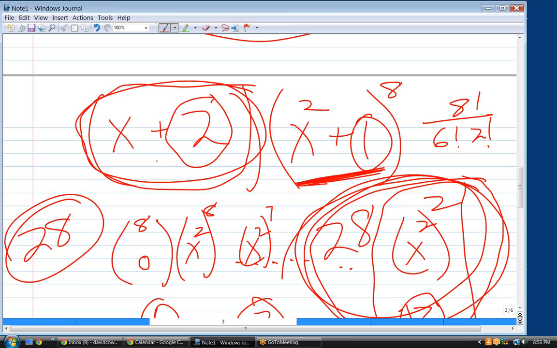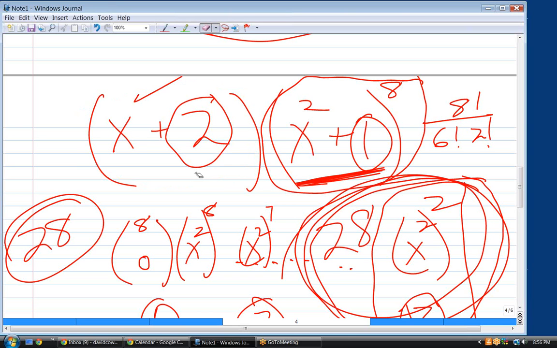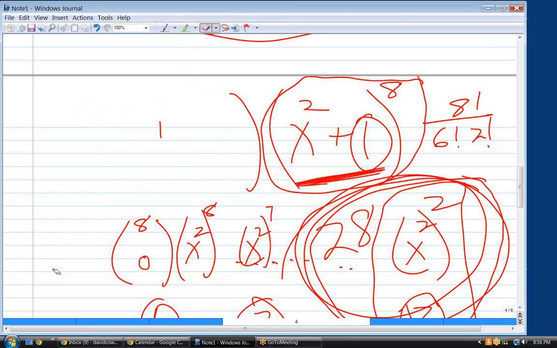Well, we had to apply it to 2 binomials multiplied together, like x plus 2 times x squared plus 1 to the 8th. That's different. In other words, we have to expand this and then know that when you multiply it by x plus 2, the x to the 4th term is going to go to x to the 5th. So that's a little different. But other than that, we've covered quite a bit regarding the binomial expansion.